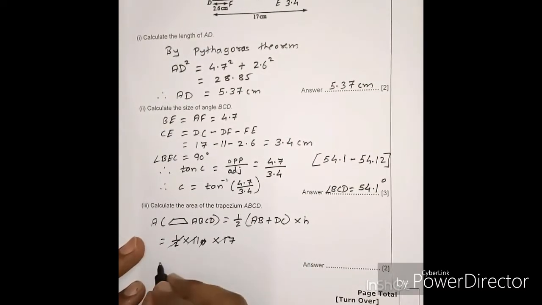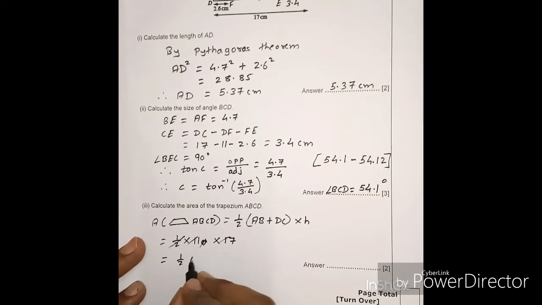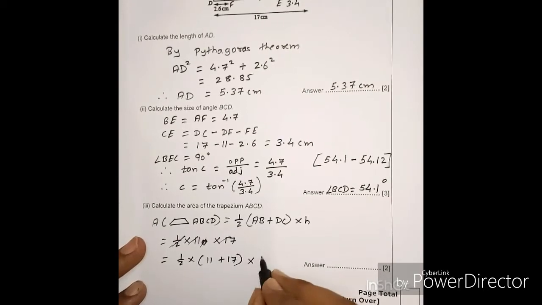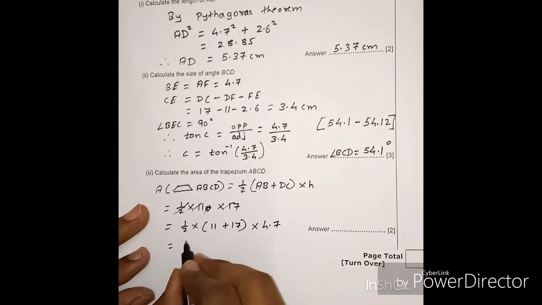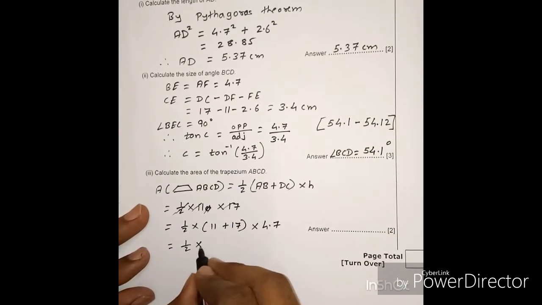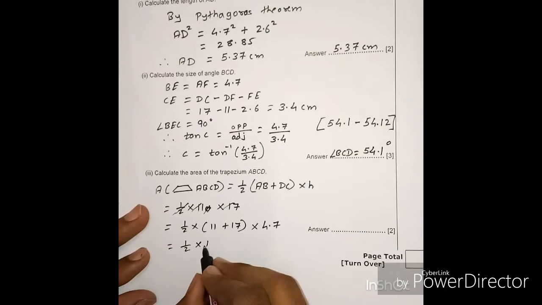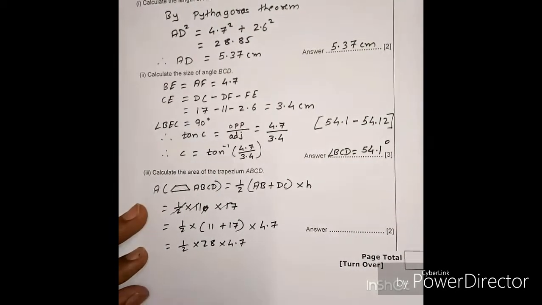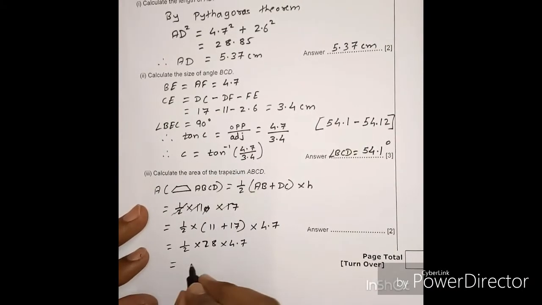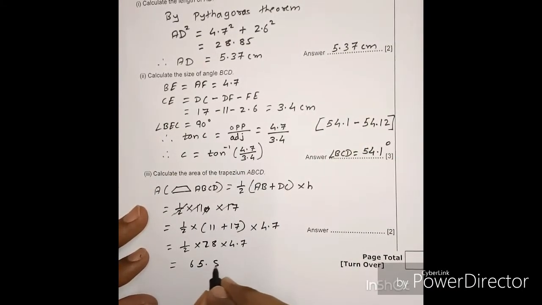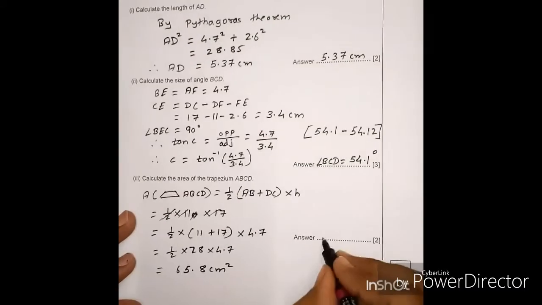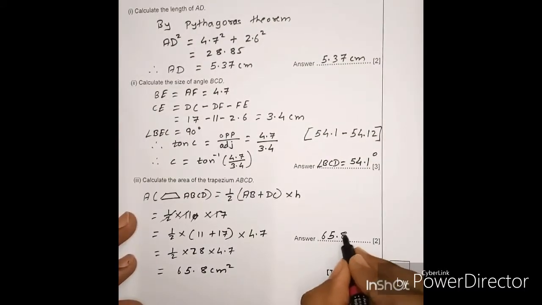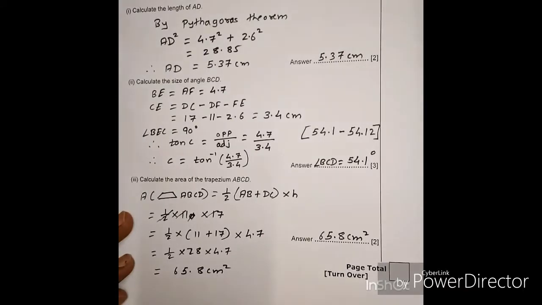Sorry, I made a mistake. It will be half into 11 plus 17 into the height, which is 4.7, and it is equal to half into 28 into 4.7. So final answer which I will be getting over here after solving this, it will be 65.8 centimeter square. So your final answer will be 65.8 centimeter square.